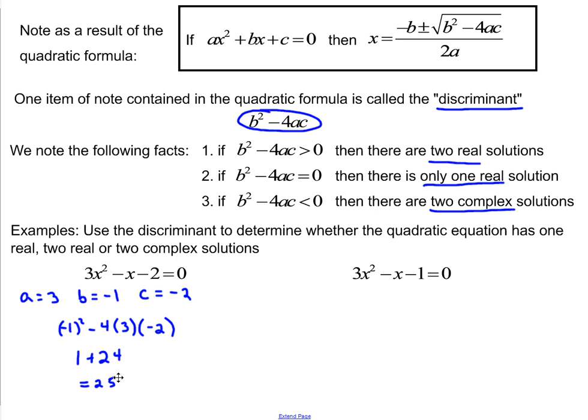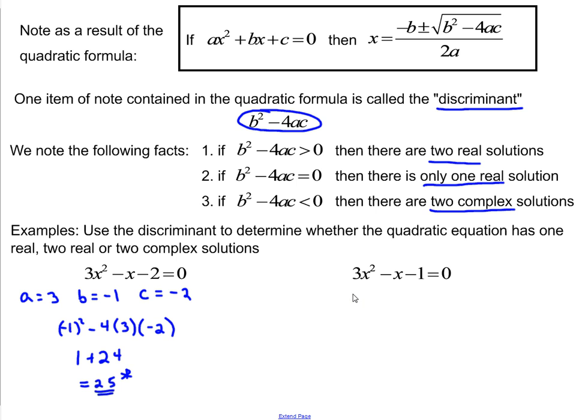By the way, a special note on this number right here. Because it is a positive perfect square, in fact, we will be able to solve 3x squared minus x minus 2 by factoring, because 3x squared minus x minus 2 is factorable. Well, how do we know that? We were going to get two rational answers by putting 25 under our square root, right? Not an irrational answer. Let's compare that to 3x squared minus x minus 1.